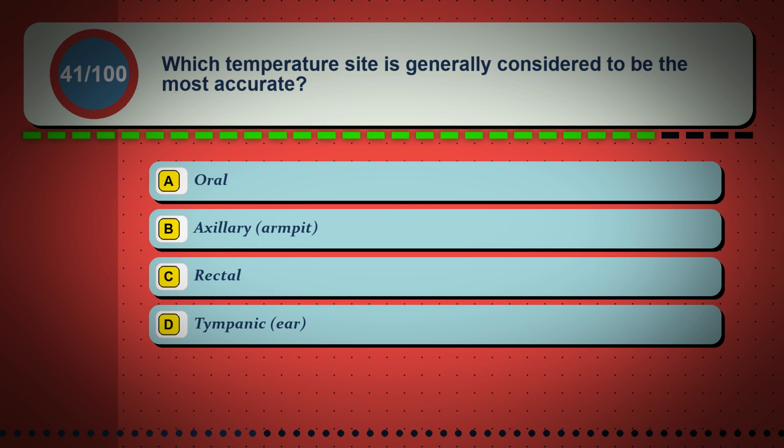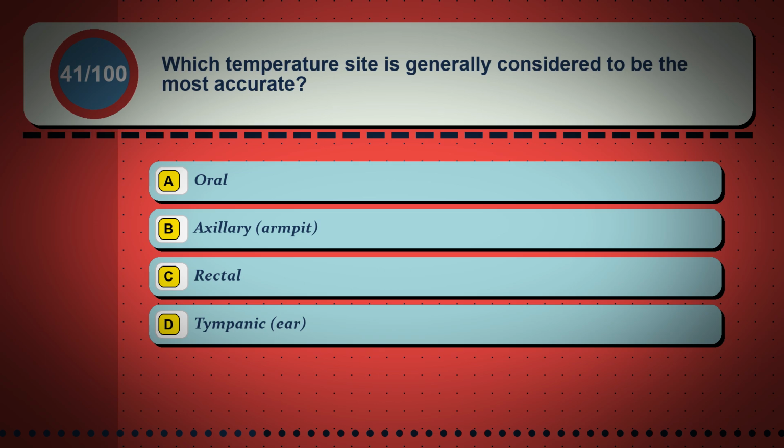Question 41. Which temperature site is generally considered to be the most accurate? Option A, oral. Option B, axillary, armpit. Option C, rectal. Option D, tympanic, ear.